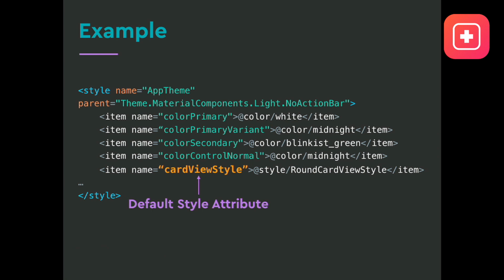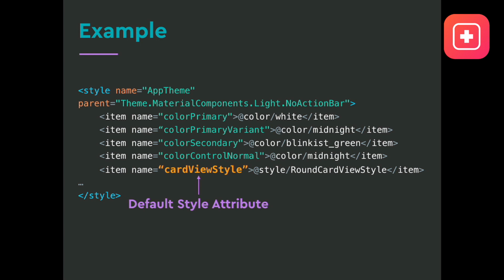And to understand that, let's take a look at an example. And this is something we saw earlier where we have an app theme, and we're setting this cardViewStyle default style attribute to this roundCardViewStyle, which is basically setting all of the card views in our app to use this roundCardViewStyle by default. And that's why this cardViewStyle attribute is known as a default style attribute, and the style it's pointing to is known as a default style.